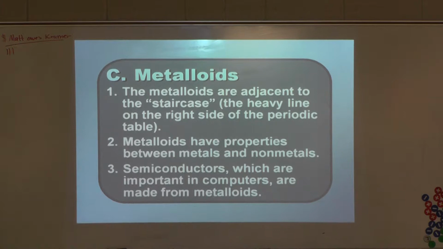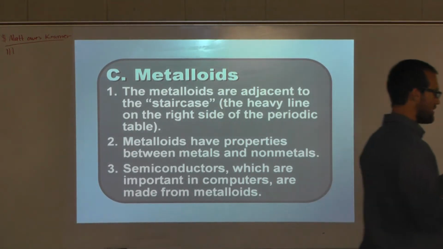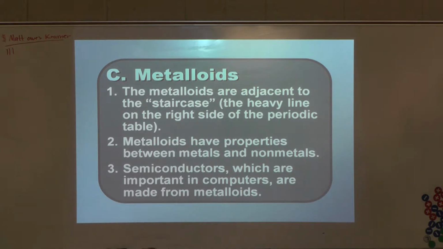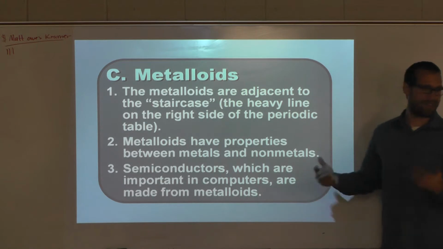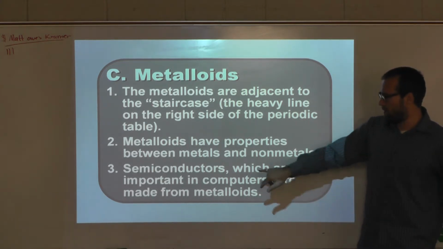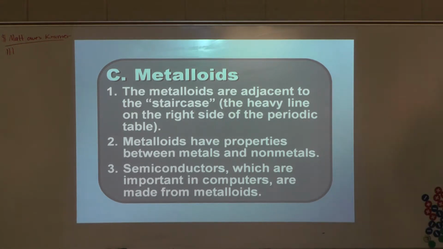Okay, so I've already said metals have opposite properties of nonmetals. Metals tend to give electrons, nonmetals tend to take or share. Then we got metalloids, which are somewhere in between. So metalloids have properties in between metals and nonmetals. An example of this is what I stated earlier. They're semiconductors. They're not great conductors of electricity, but they're not awful conductors of electricity. And there are some very, very practical reasons or applications for that.